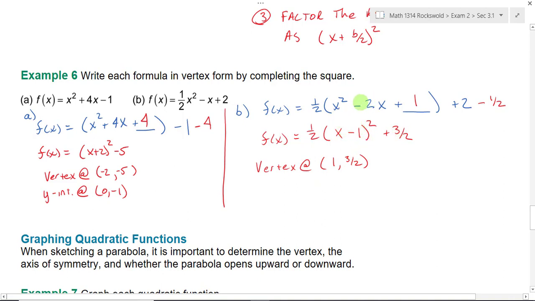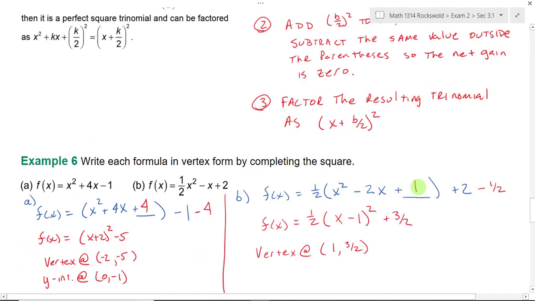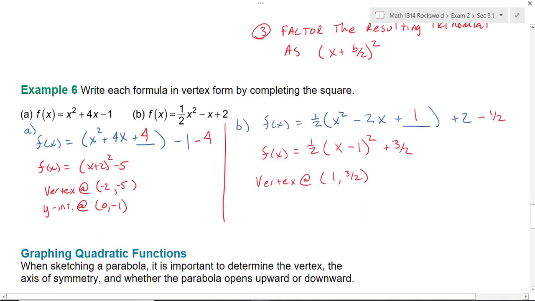The negative 2x right here, when I factored it, the resulting trinomial that I have right here by adding that particular constant factors into this. So I just factored this trinomial into the perfect square of differences. It's going to take some time and playing with this to get comfortable with this. Where's my y-intercept? Very good. And you would look at the original problem to get the y-intercept.